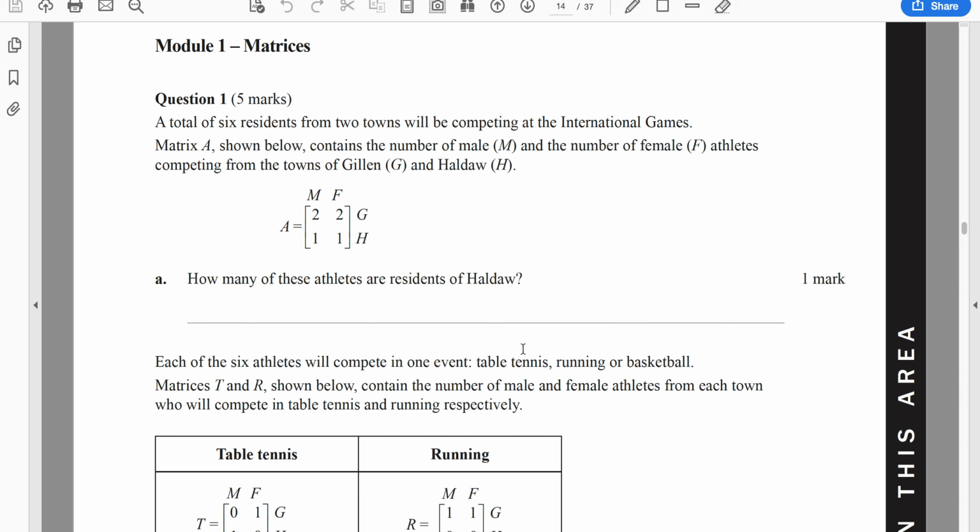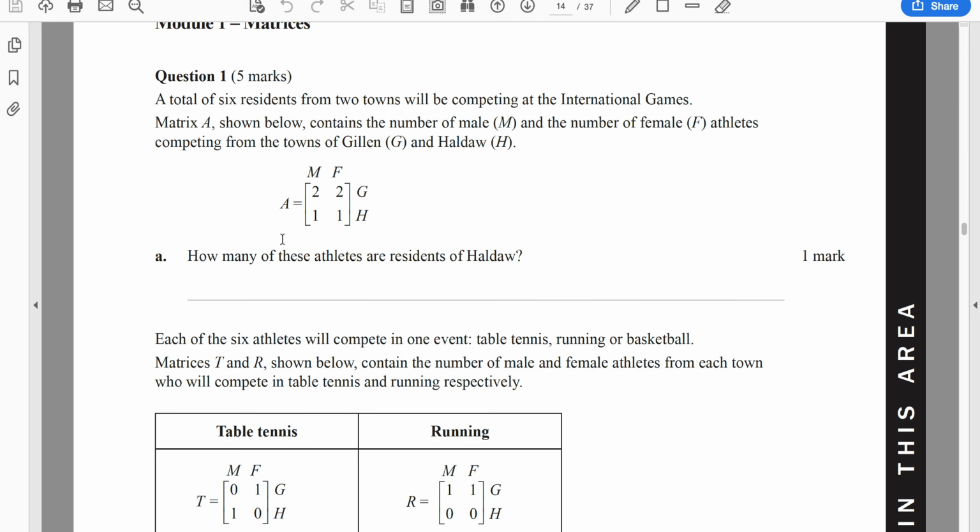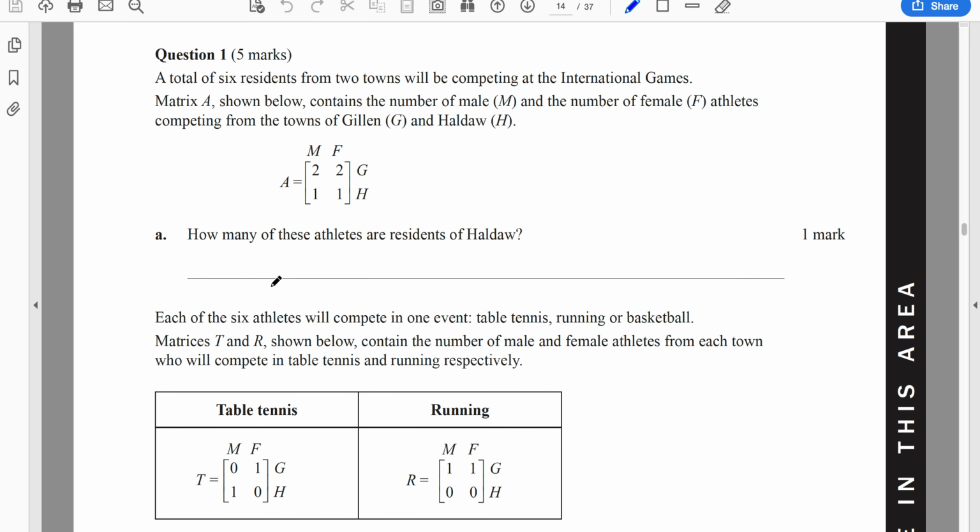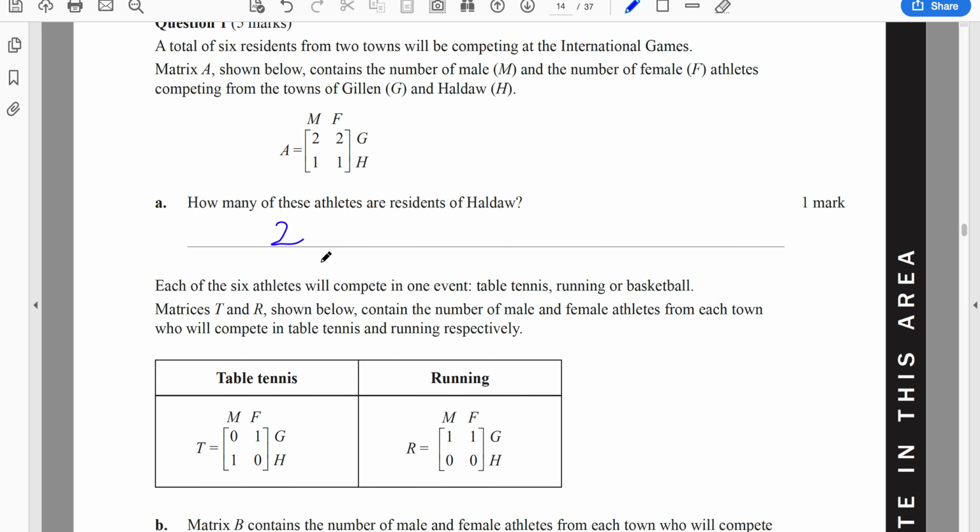So first of all, we start off with this question about some residents competing in some different sports, and those residents are male or female. That's shown in the matrix, and we've also got that they're from two different towns, G and H. Okay, so to start off with, we're interpreting a matrix. How many athletes are residents of Haldor? If we have a look here, we've got one male and we've got one female, so there are two residents altogether. Hopefully we were all able to answer that question.